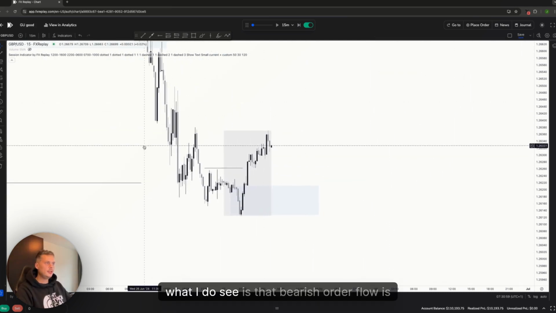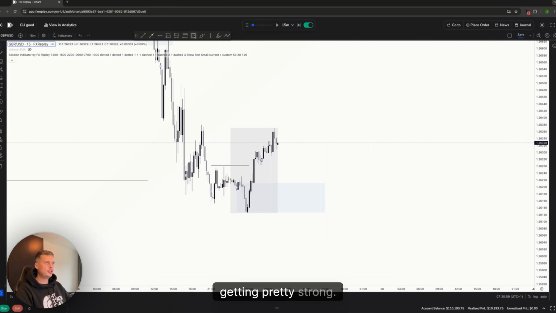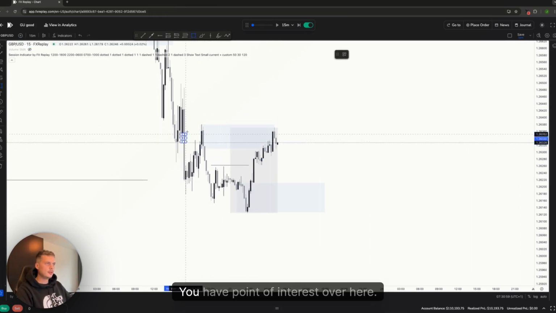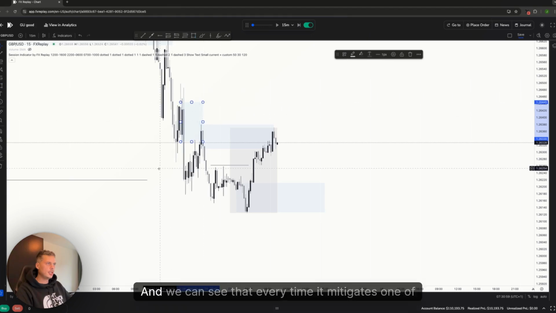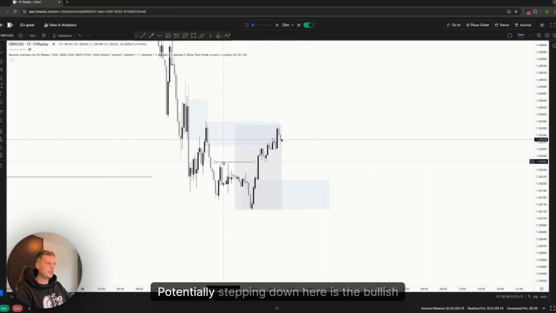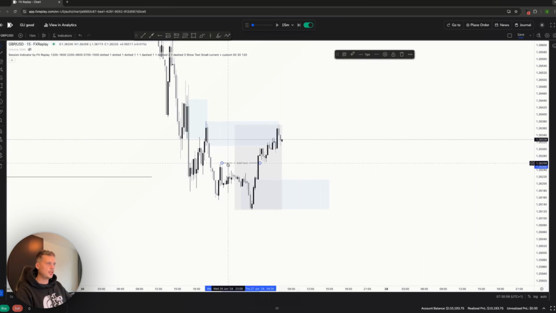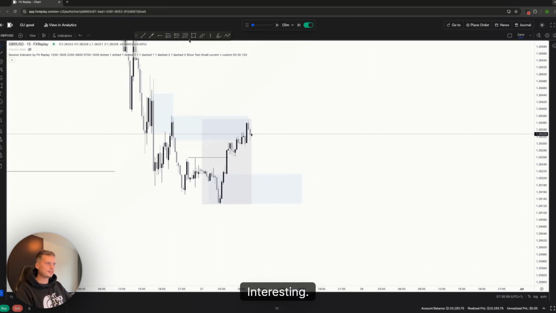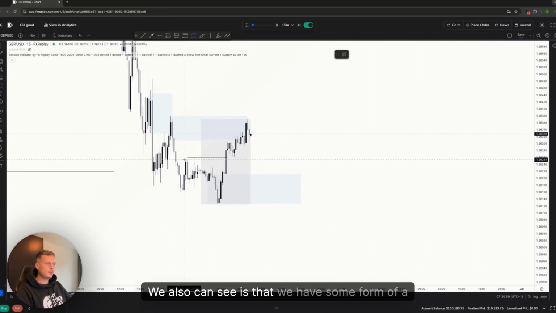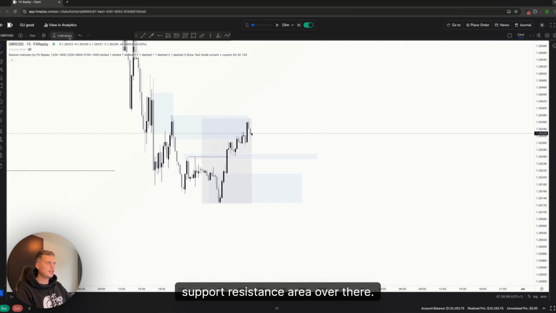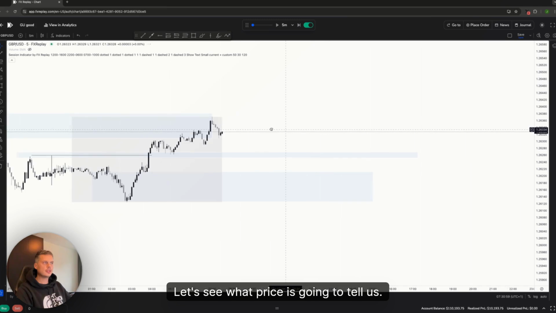All right, what I do see is that bearish order flow is getting pretty strong. So we do have an area of interest over here. We have a point of interest over here. And we can see that every time it mitigates one of those POIs, we're stepping down. Here is the bullish break. Last high, made the last low. Interesting. We also can see that we have some form of a support resistance area over there. Let's see what price is going to tell us.